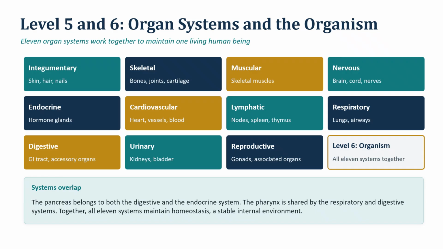Steps 5 and 6 finish the staircase. An organ system is a group of organs that work together to perform major functions or meet a physiological need of the body. Most textbooks used in medical assisting programs, including OpenStax, describe 11 organ systems, and they are all on this slide. The integumentary system is skin, hair, and nails, and it is your first line of defense.